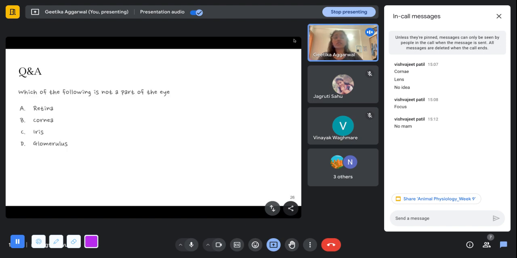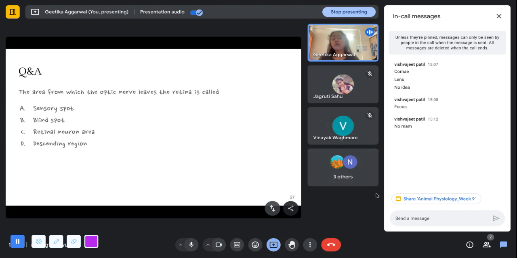Moving on to today's Q&A session. Which of the following is not a part of the eye? Now it's your turn to answer. Yes, Vinayak, can you repeat that, please? Glomerulus, option D. Yes, the correct answer is glomerulus because, as we discussed, we have a retina, a cornea, and an iris in the eye. So glomerulus is the one which is not a part of the eye.